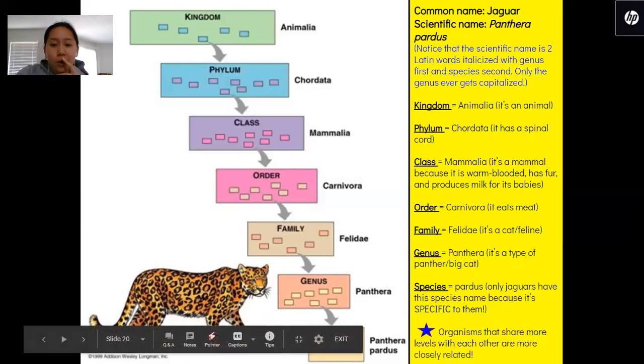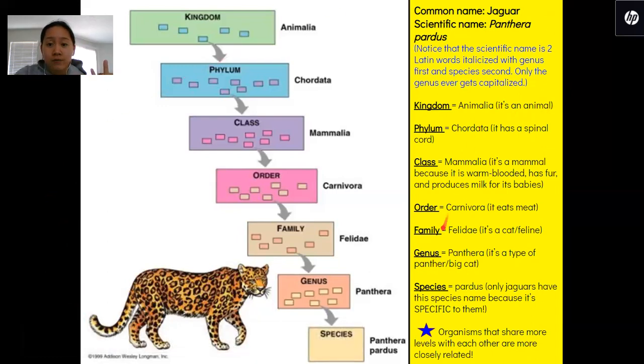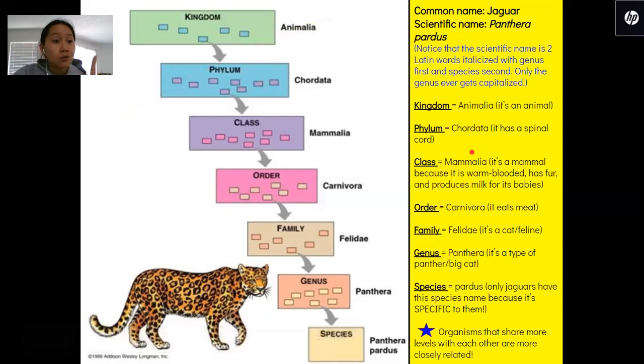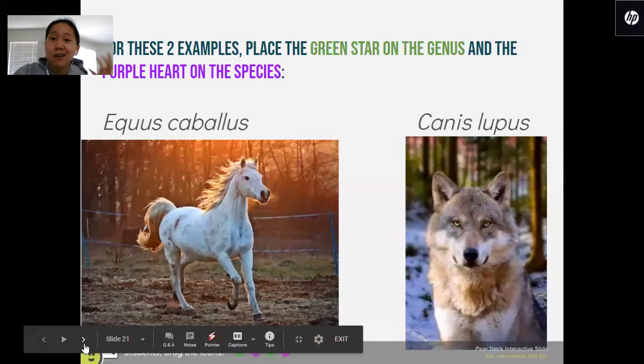One little note is that organisms that share more levels, starting from kingdom, phylum, class, order, family, genus, species, the more of these levels that they share, the more closely they are related. And like I said, it doesn't mean you're cousins. It just means that your common ancestor might have been a couple thousands of years ago instead of like 8 billion years ago, you know? So it's a time frame reference of relativity.